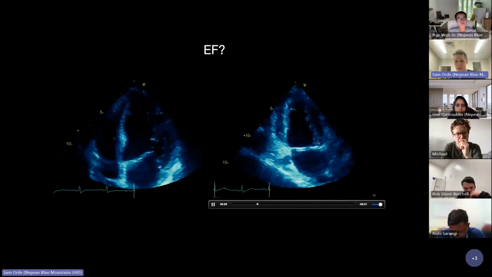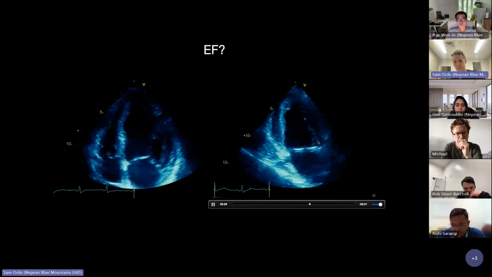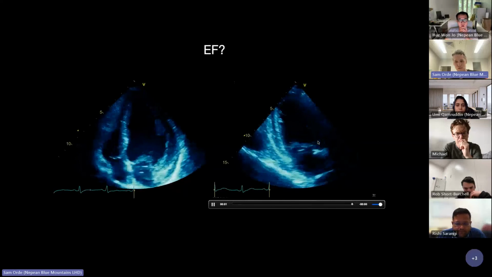In my opinion, in the critically ill, I do a lot of subjective assessment, okay? And clinical context is more important to me than knowing the ejection fraction is 52 versus 54.